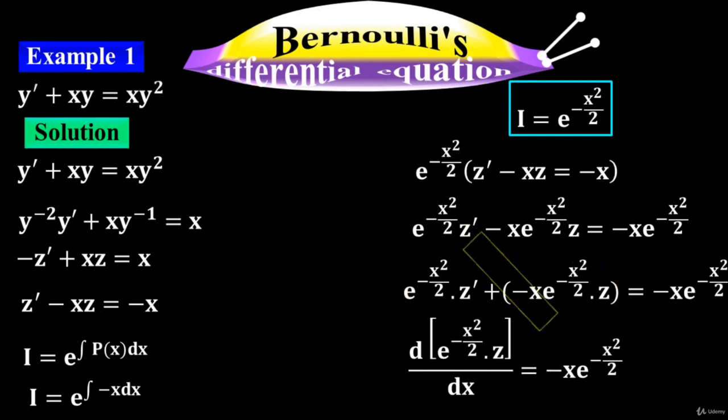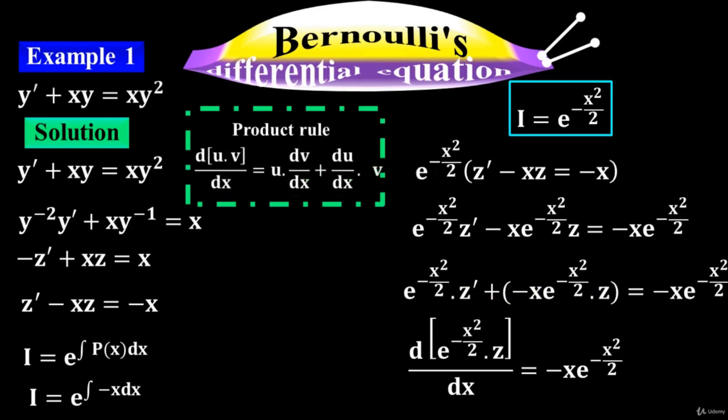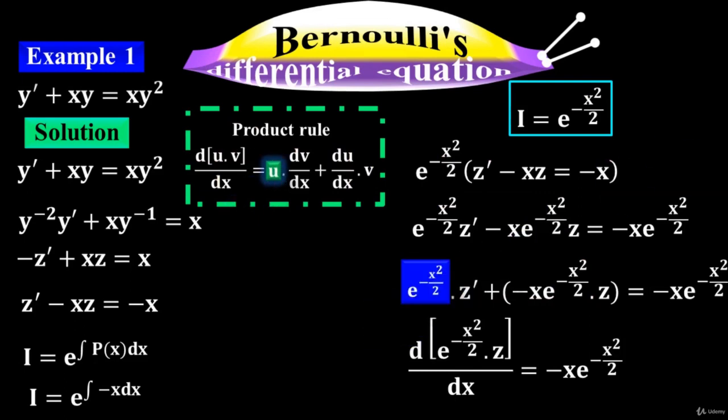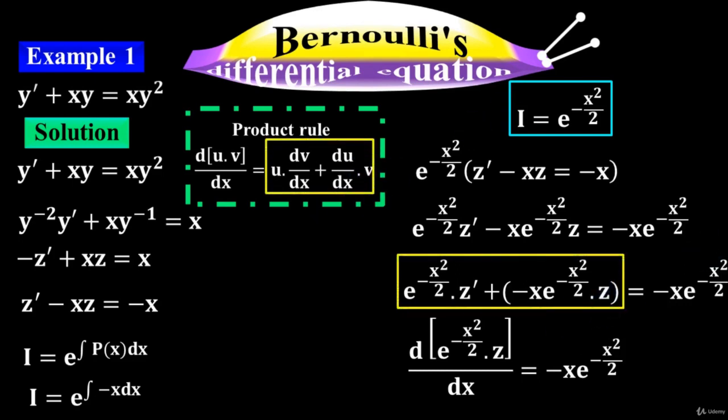Let me compare the left side with the product rule. We have a product rule where u times v equals u times dv dx plus du dx times v. Compare the left side with the product rule. U is e to the minus x square over 2, dv equals z prime, du dx equals minus x times e to the minus x square over 2, v equals z. That's how we compare the product rule with the left side. Now can I write this term equals the derivative of e to the minus x square over 2 times z? Yes, I can.